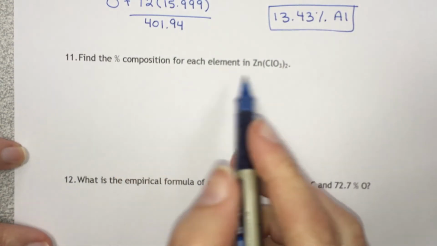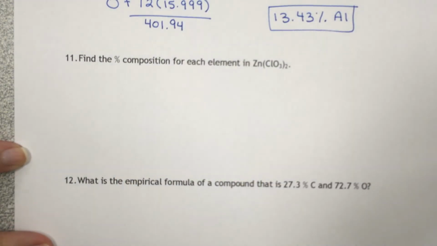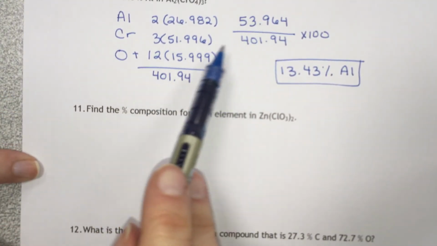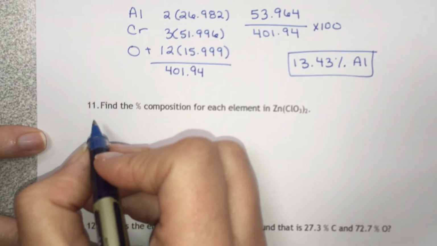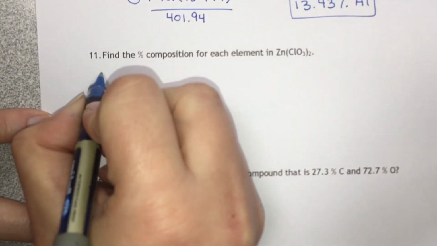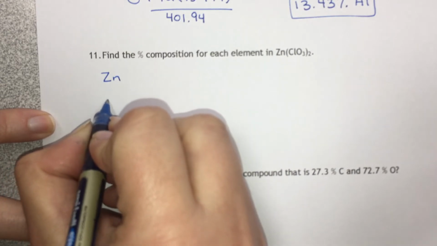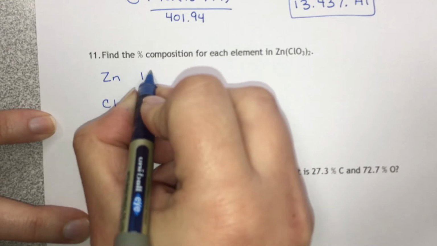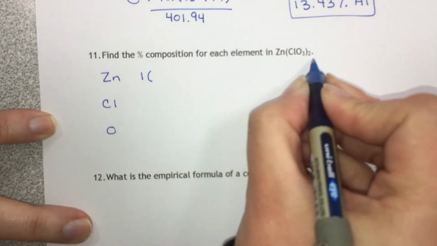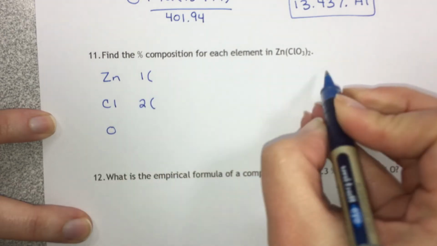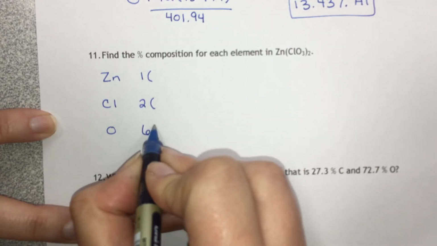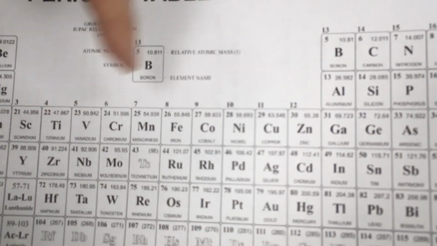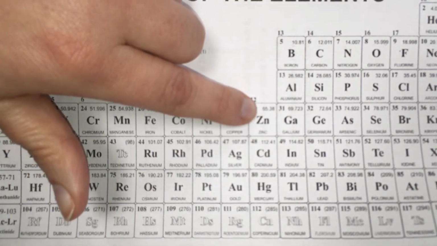Okay, find the percent composition for each element in this compound. So we basically do this, but now we actually have to multiply sideways for all of them, which is fine. Okay, so we have zinc, we have chlorine, and we have oxygen. We have only 1 zinc. We have 1 chlorine, but we have to multiply that by 2. We have 3 oxygens, but we have to multiply that by 2. So zinc's mass, somewhere around here. Here it is, 65.38.